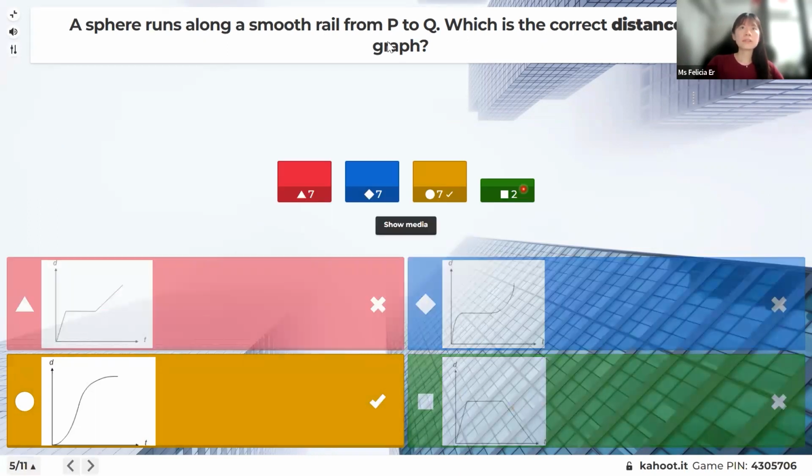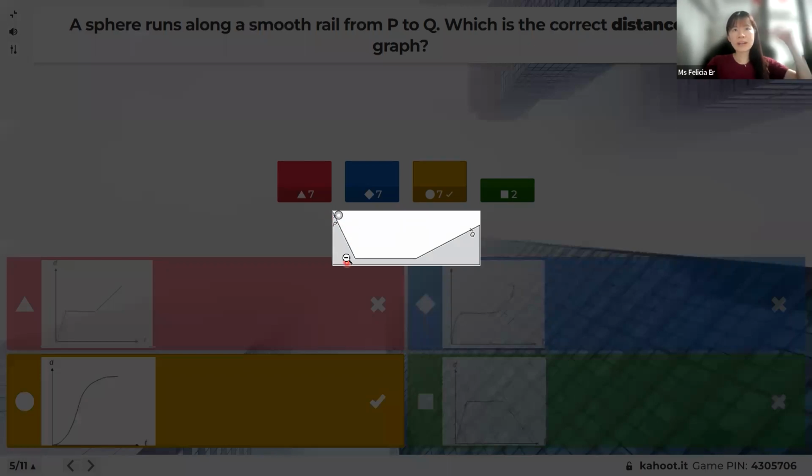Yeah, so this one is the, yep. As you roll down, it's like gravity pulls you, so your speed will increase, right? So that's why the gradient of the displacement-time graph should increase. Then later, constant speed, that's why constant gradient.